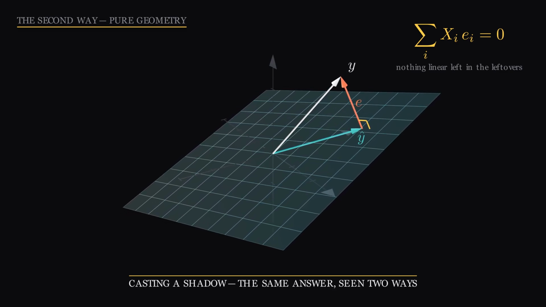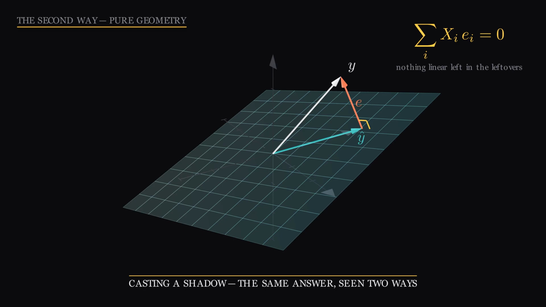So least squares isn't really drawing a line through dots. It's casting a shadow. It's finding the one prediction inside the space of everything we could predict that sits directly beneath the truth. Vertical distances in a scatter plot and a perpendicular shadow in high dimensional space, they are the same answer seen two different ways.